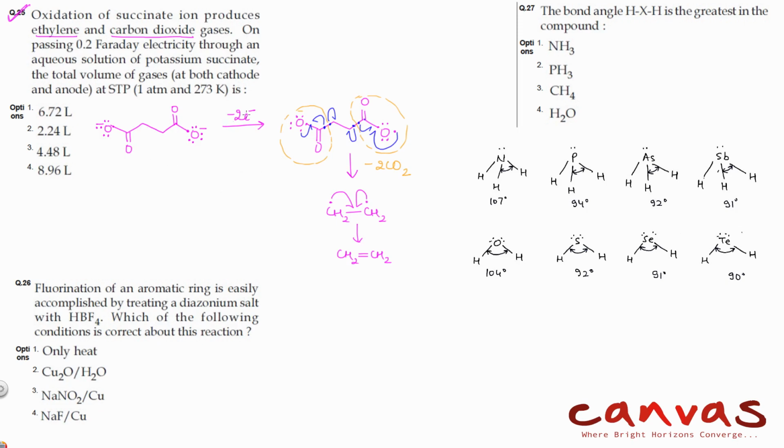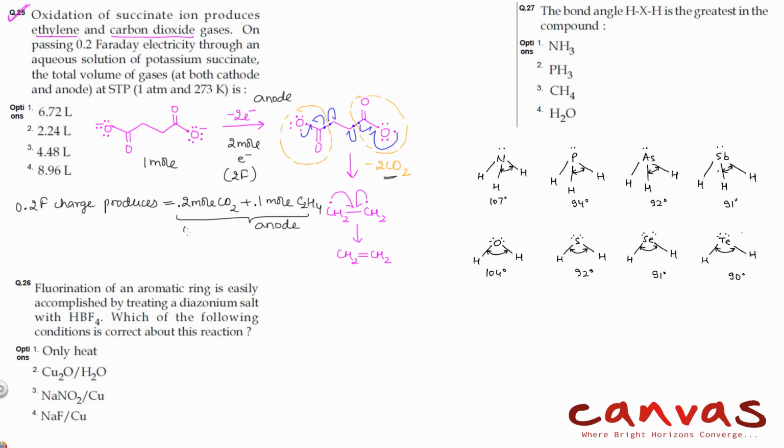Now the point is, in this reaction 2 electrons are used. If this is 1 mole, then we are using 2 mole electrons. 2 mole electrons means 2 Faraday charge. So we can say 2 Faraday charge produces, now this is 1 mole, so 2 mole CO2 were produced. So means 2 Faraday produces 2 mole CO2 plus 1 mole C2H4. Now 0.2 Faraday will produce 0.2 mole CO2 and 0.1 mole C2H4. Now this is oxidation part, so this is taking place at anode. Okay, so these are generated at anode. So we can say 0.3 mole gases are generated at anode.